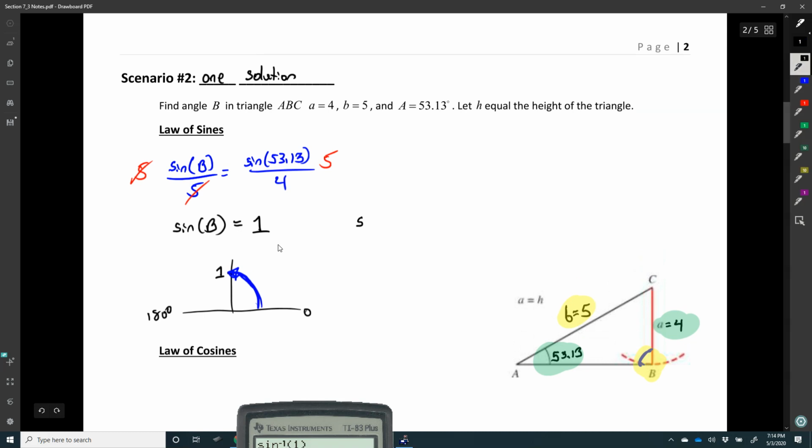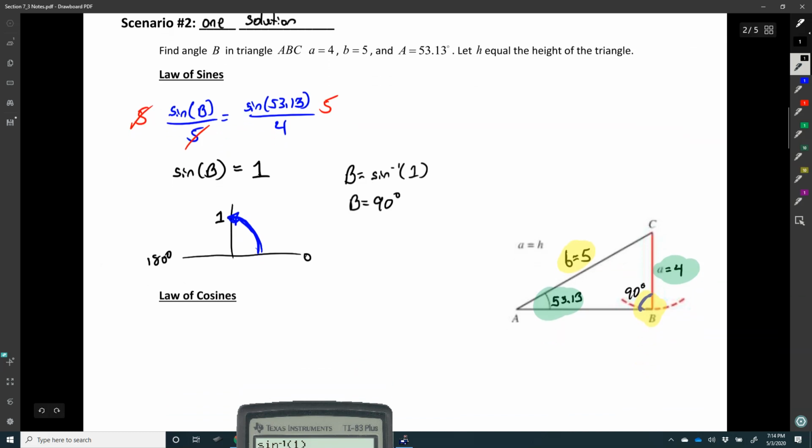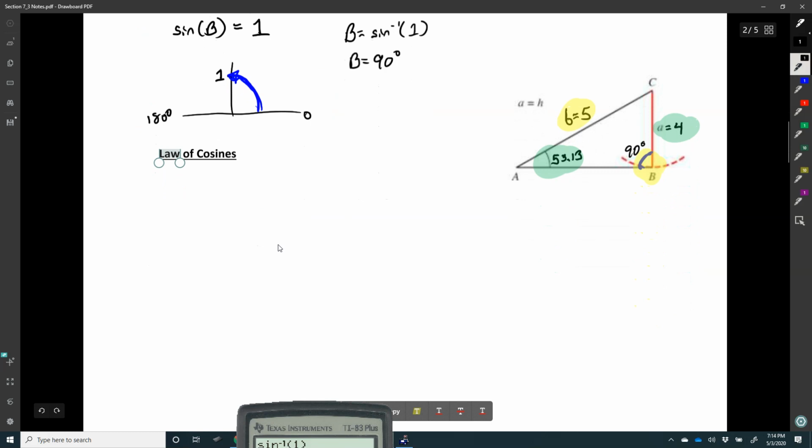So B equals the inverse sine of 1, B equals 90 degrees. There you go. Good stuff. Yay! Again, you could do the same thing with the law of cosines.